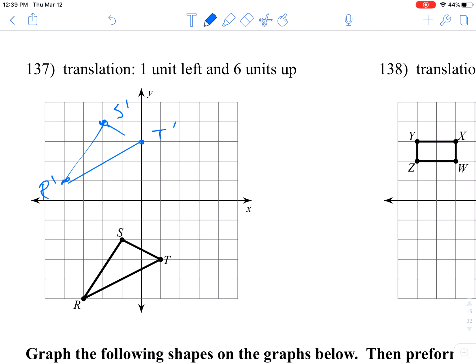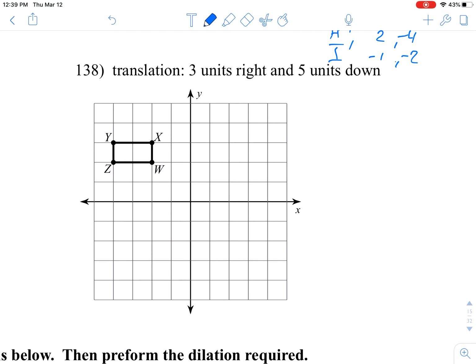Same thing for 138. You want to go 3 units to the right and 5 units down. So I'm going to trace this and show you what it looks like doing it all at once. So this is x prime, w prime, z prime, and y prime. And if I do this correctly, we're going to go 1 unit to the right, 2 units to the right, 3 units to the right, 1, 2, 3, 4, 5.